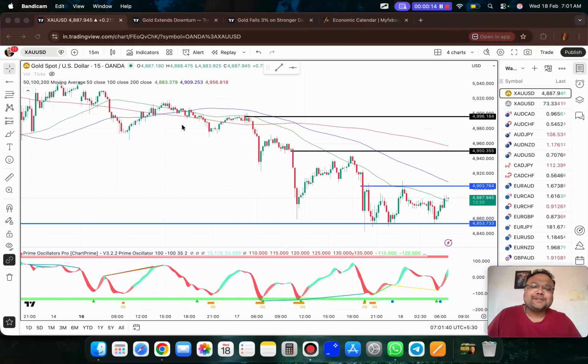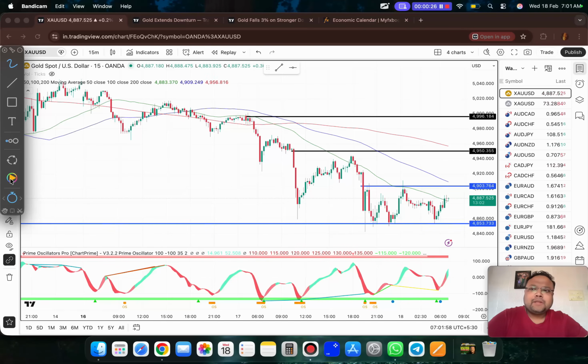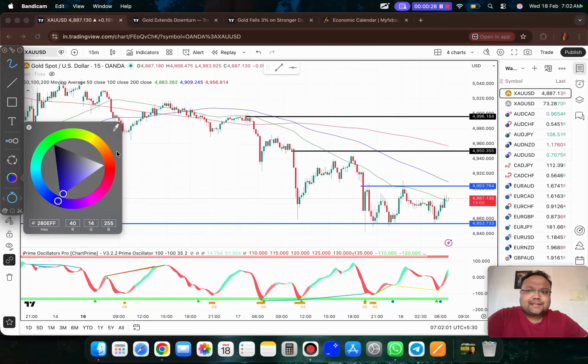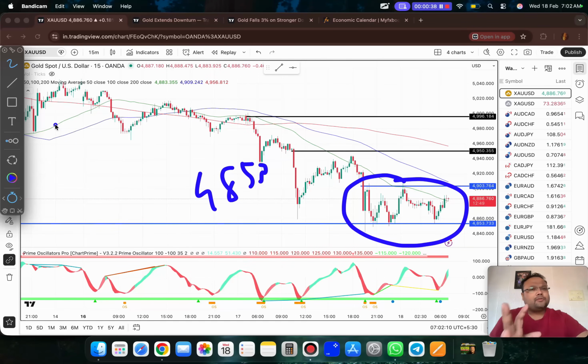So let's get started. And my dear friends, this is the 15 minutes chart of gold in front of us, and we can see that overall market is under a little bit of selling pressure that we expected, and we can see that right now at this moment, gold is trying to take support around 4850. So what is the situation right now? Overall, we have a little bit of bearish pressure here, but yes, the buyers have not surrendered yet, and they are trying to take support around 4850 area.